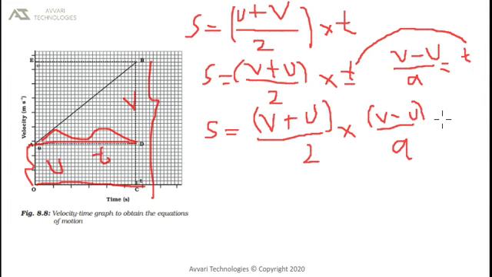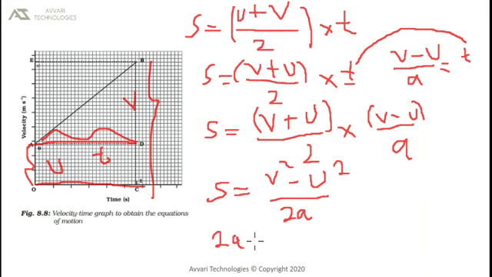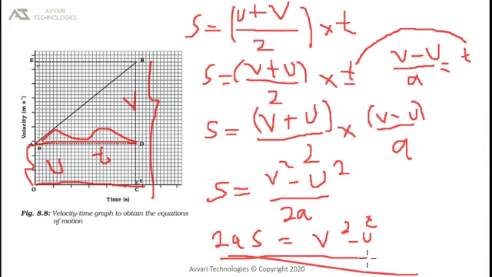V plus U times V minus U is in the form of (a plus b) times (a minus b), which is equal to a square minus b square. In this case, it is V square minus U square, the final velocity square minus the initial velocity square. So S is equal to V square minus U square over 2A. So 2AS is equal to V square minus U square. This is one more way of calculating the total distance traveled when we don't know the time interval.